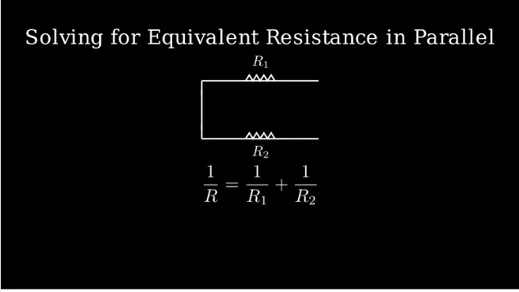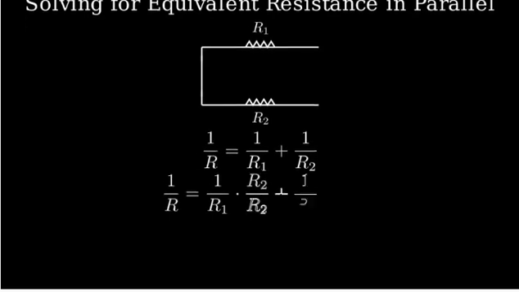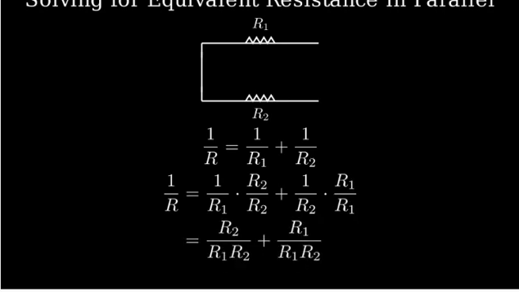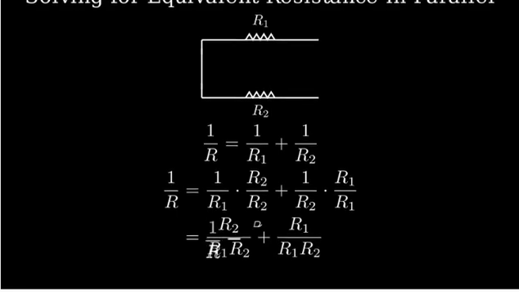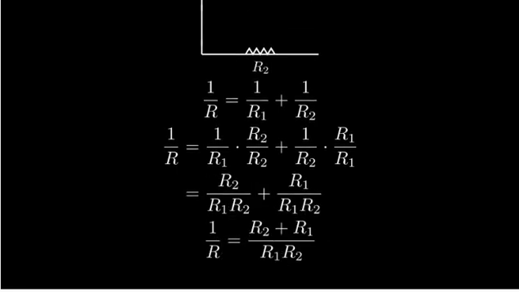Step 1. Let's get a common denominator on the right side of the equation. To do this, we'll multiply the first fraction by R2 over R2 and the second fraction by R1 over R1. Now, we can combine these terms since they have the same denominator. This gives us R2 plus R1 over R1 R2.